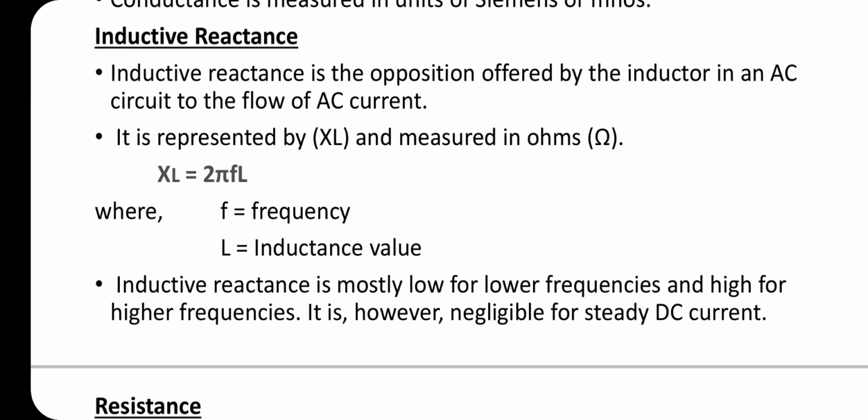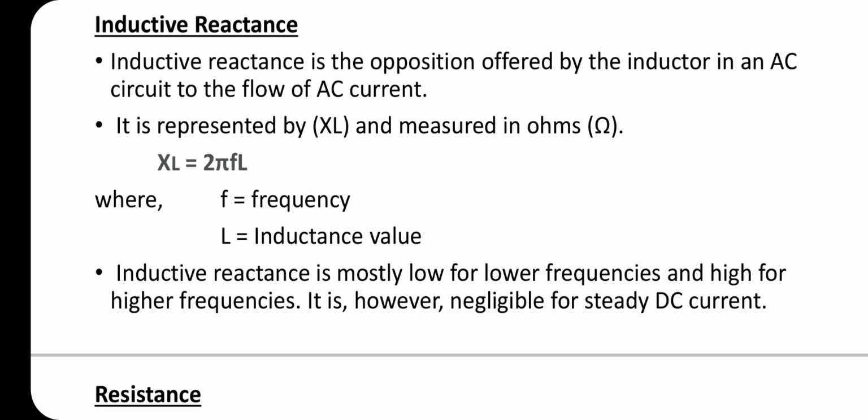Inductive reactance. Inductive reactance is the opposition offered by the inductor in an AC circuit to the flow of AC current. It is represented by XL and measured in ohms. XL equals 2 pi F L, where F is the frequency and L is the inductance value.